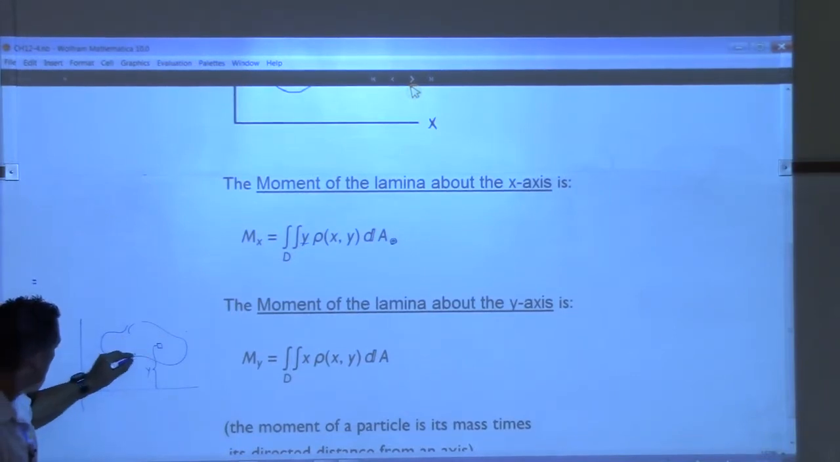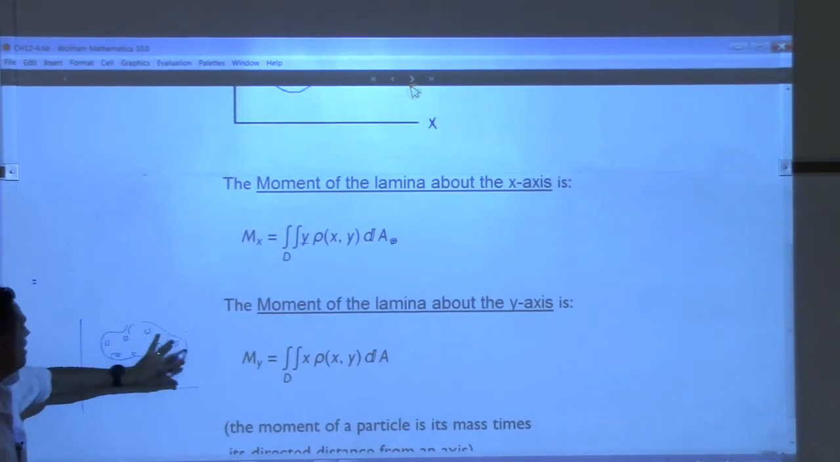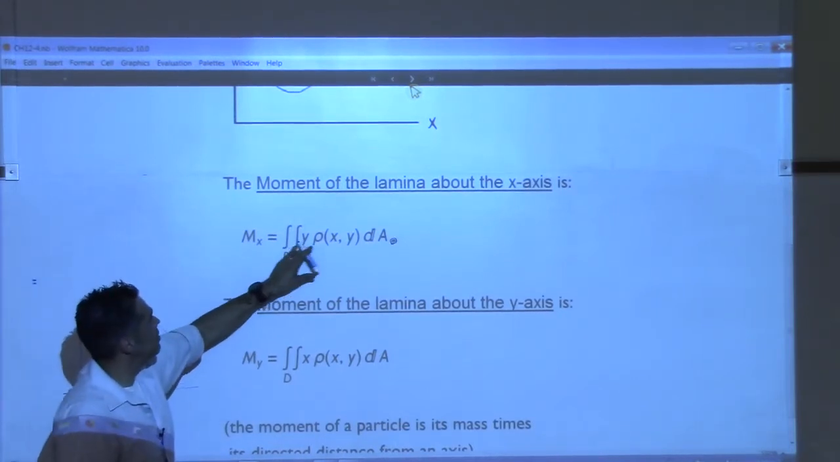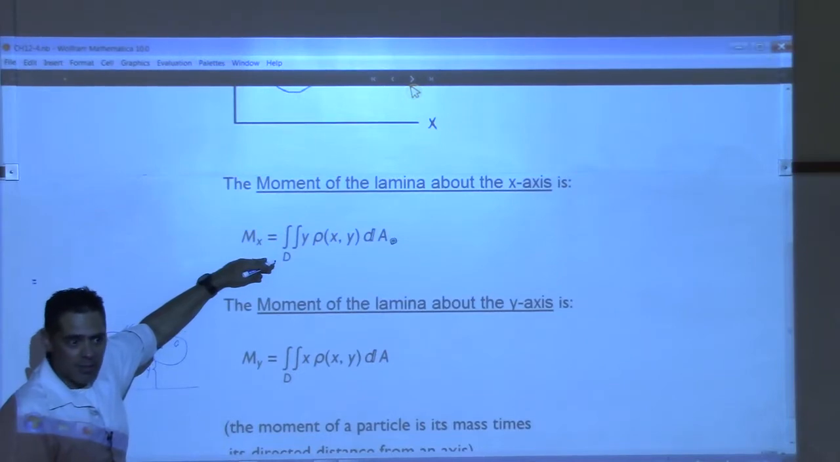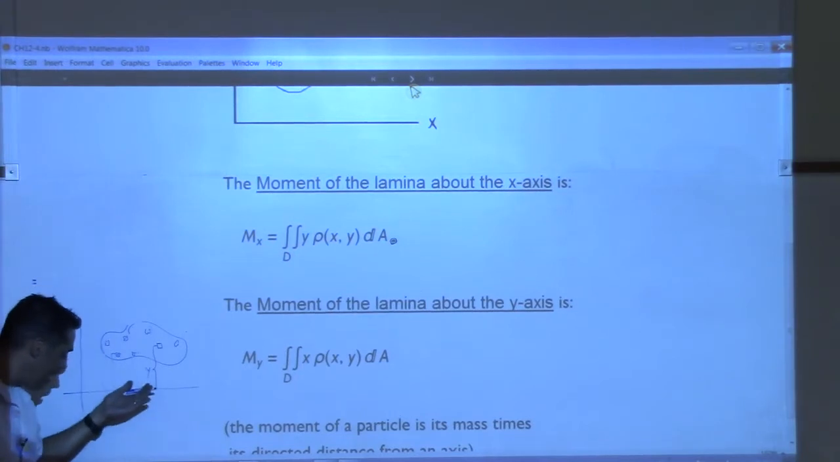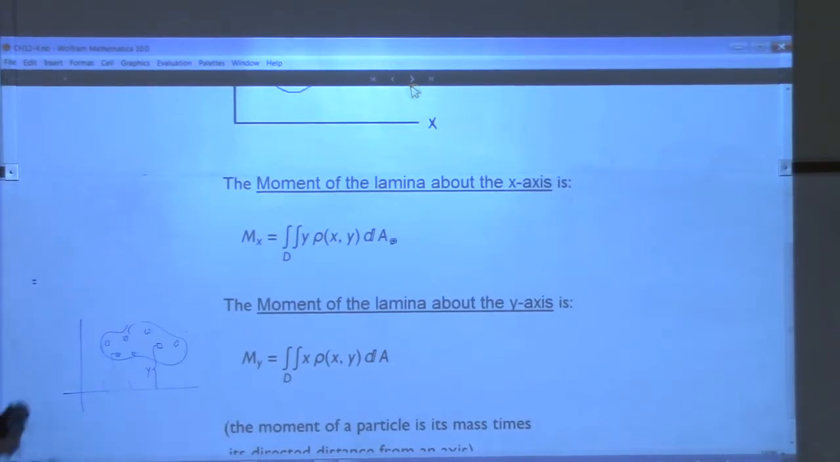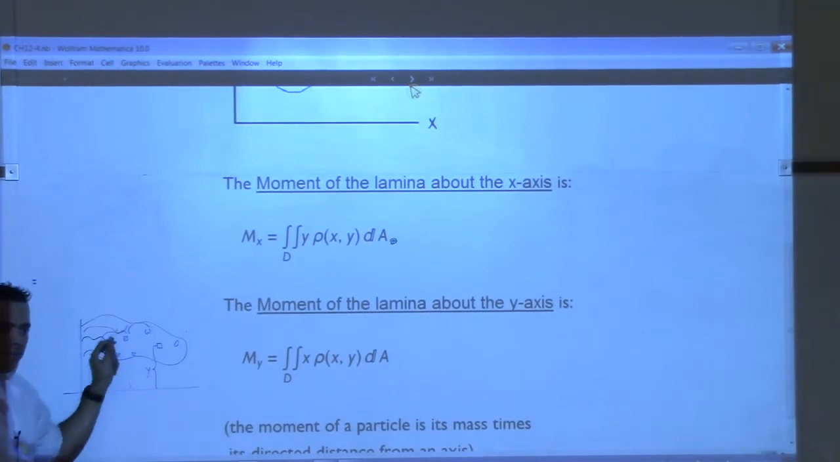What we want to do is go to every single point on here, every little infinitesimal patch, calculate the mass times the y, mass times the y, mass times the y, do all those calculations, and add them all up, and that gives you what's called the moment about the x-axis. Then you can do the moment about the y-axis, which is the same thing, except instead of multiplying by y, you multiply by x. So this time you're measuring the distance from the y-axis for each little patch, calculating the mass, multiplying by that distance, and that gives you the moment about the y-axis.